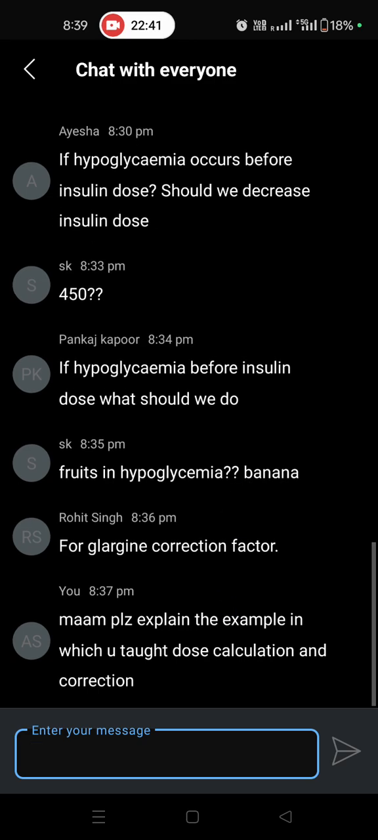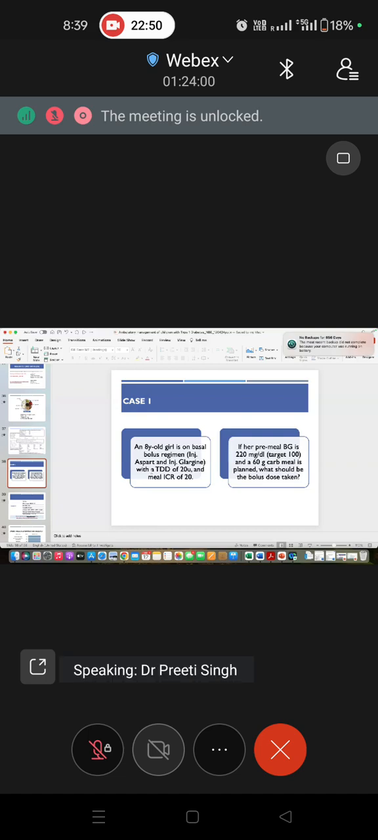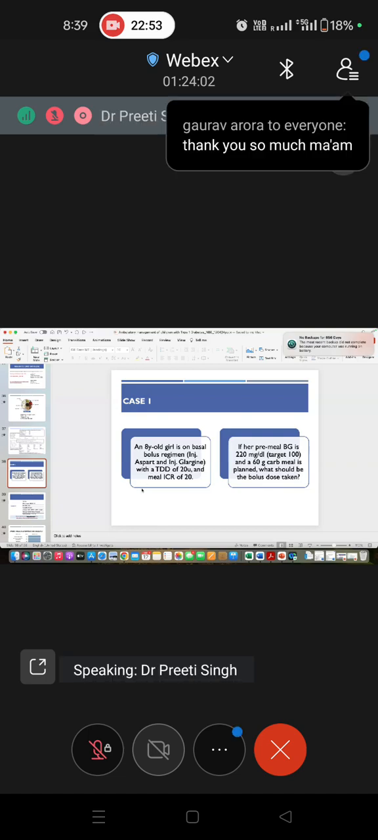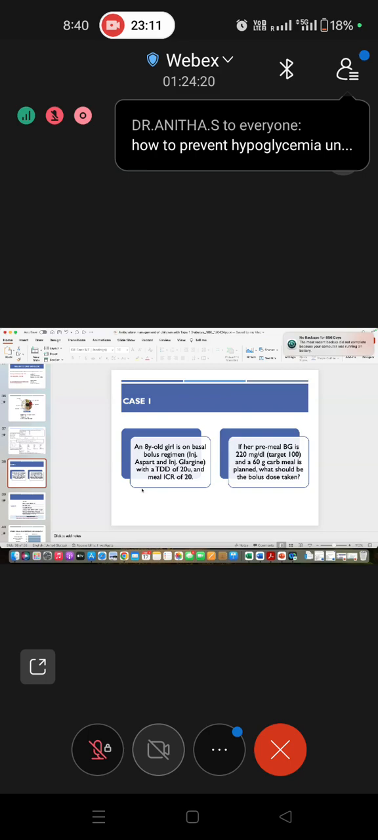So this is the last question I'm answering. This is the case that we discussed. This is an 8-year-old girl who is on a basal bolus regimen, and the child requires a total daily dose of 20 units, which includes Aspart, which is actually a rapid acting analog, and glargine. Okay, and the insulin carbohydrate ratio is around 20, right? Now this child is scheduled for a meal, and the pre-meal blood glucose is 220, right? And we all know that the pre-meal level should be close to 100.